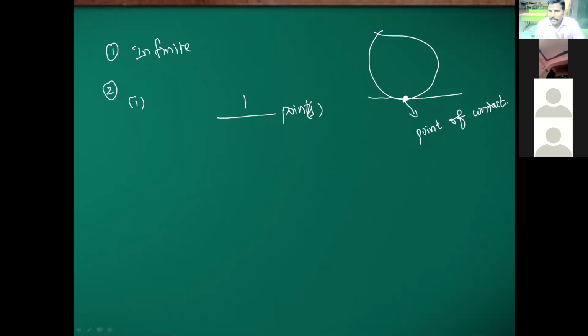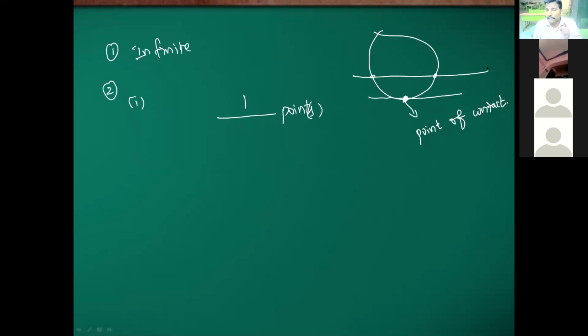Okay. But where it will intersect, it will intersect at the point of contact. But how many points will it intersect? Only 1 point. Suppose it is intersecting at 2 points, then this line is called what? Secant. Very good. A line intersecting a circle at 2 points is called a secant.